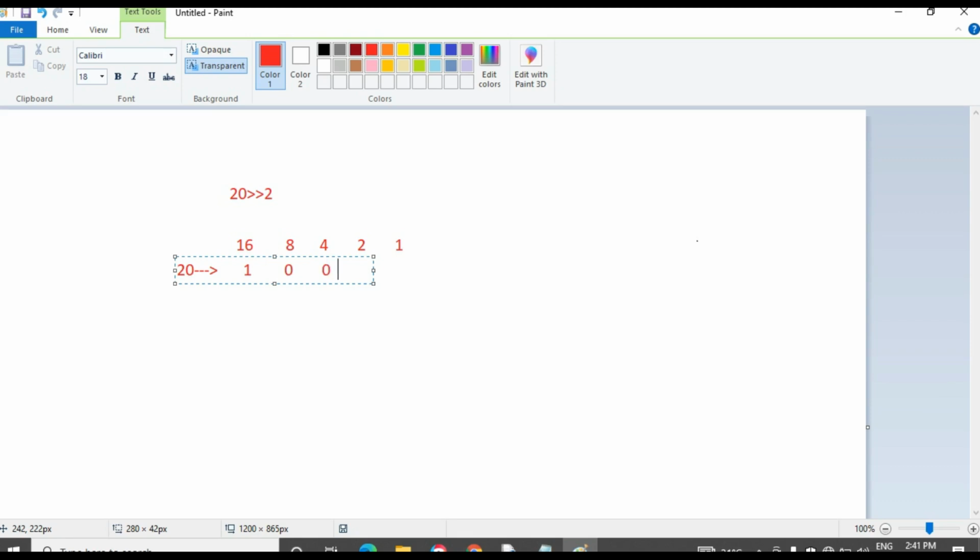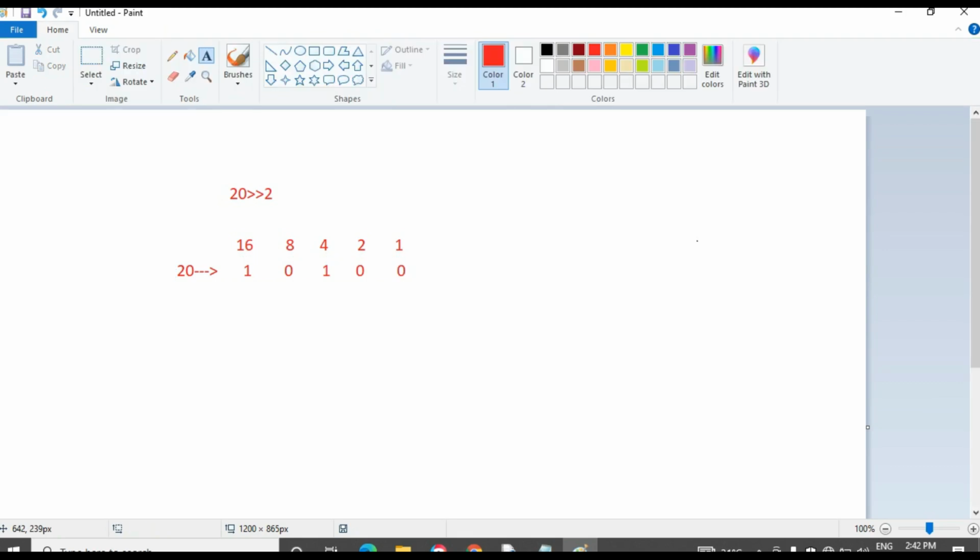is 1, 0, 1, 0, 0. Right? Here it is 1. 16 plus 4 equal to 20. 20 right shift 2. That means we have to shift each and every element to the right side by the second position.